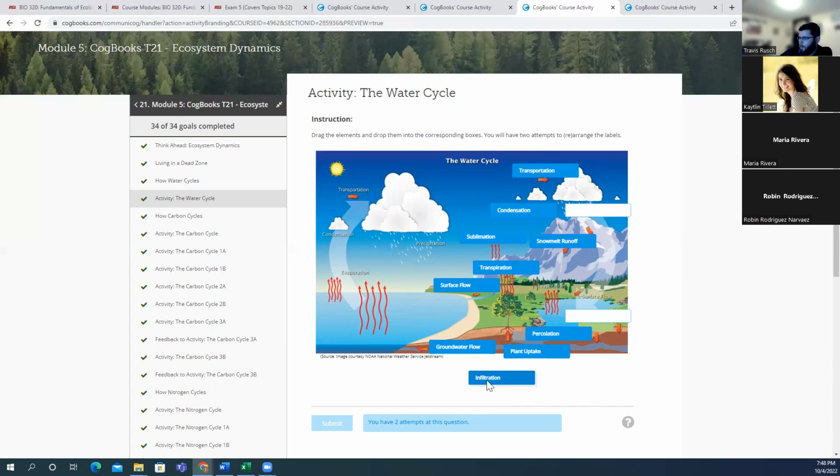And then infiltration. It's our last box, so it's gonna go here. Actually, it's not our last box, sorry. But it goes here. And what that means is it's water coming from the surface into the soil.